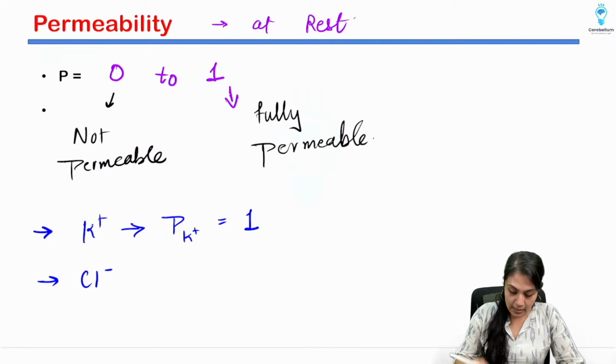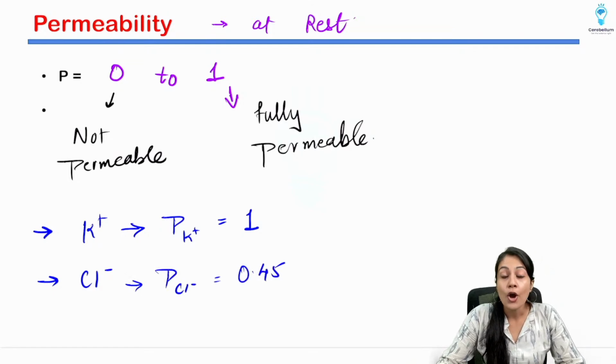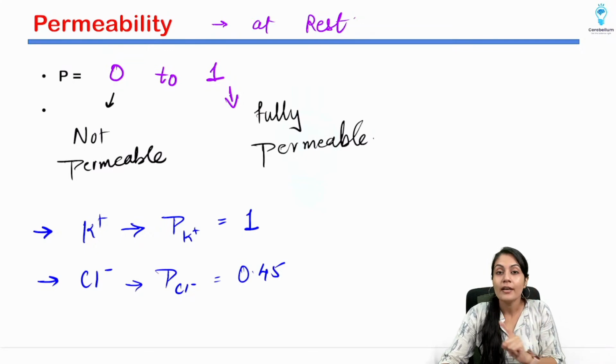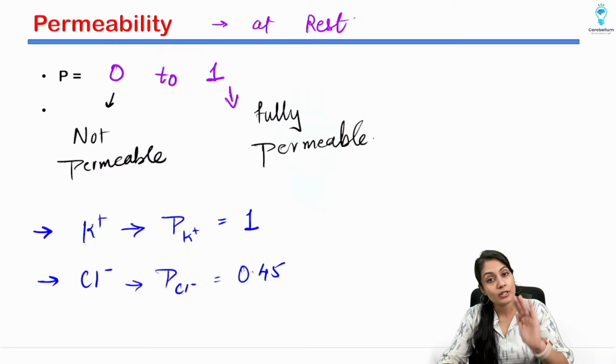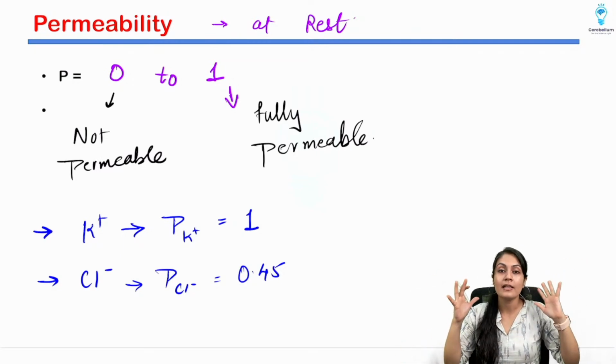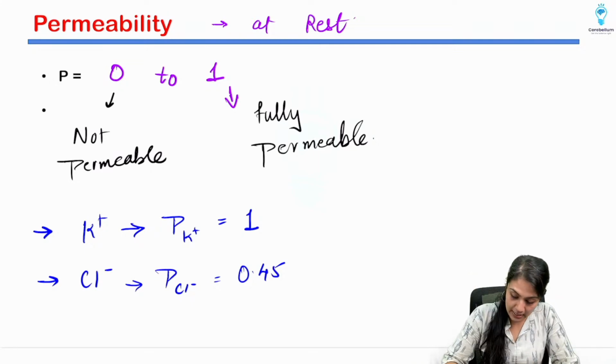What about the chloride? The P value of chloride at the time of rest is going to be around 0.45. That means 45% of the chloride is permeable. And where does the chloride want to go? The chloride wants to come inside the cell. It is a negatively charged ion, so it will make the cell negative. Same in the case of potassium also. Potassium is a positively charged ion. It wants to go outside because the cell is filled up with it, right? And that's why both of them are making the cell go towards more negative.